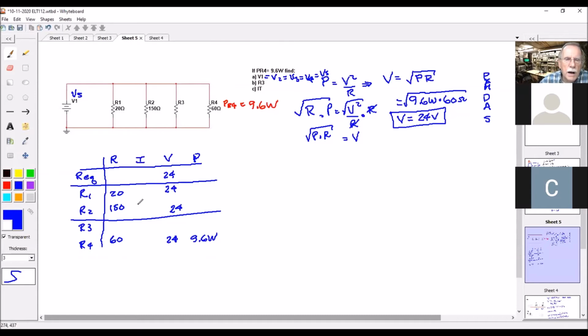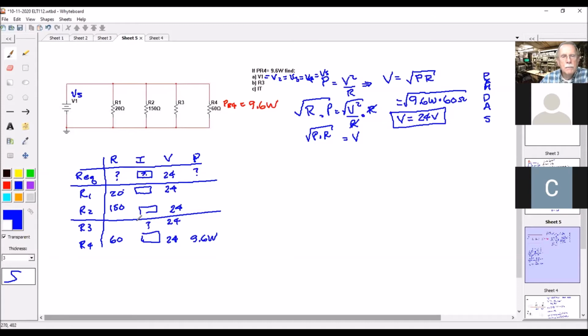So you could find IR2. If you divide 24 by 150, you get this. If you divide 24 by 20, you get this. 24 by 150, you get this. 24 by 60, you get this. The problem is for R3, you know this is 24 and that's it. For IT, you don't know the I, you don't know the R, you don't know the P. So in the column for current, you've got two unknowns. You've got the R3 as a question mark, the IT is a question mark. So you can't solve for it.